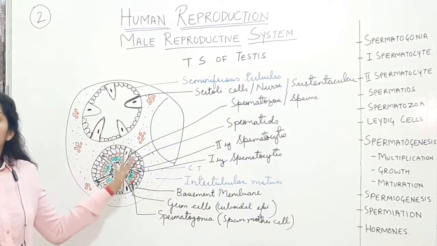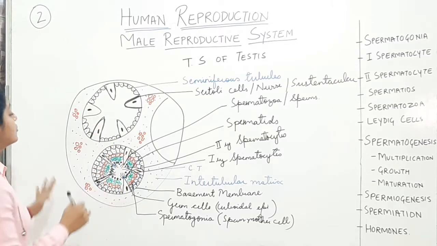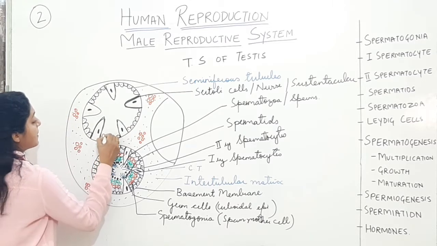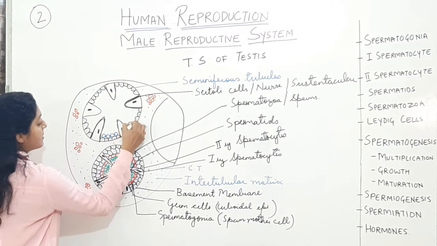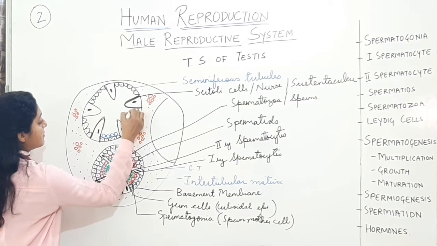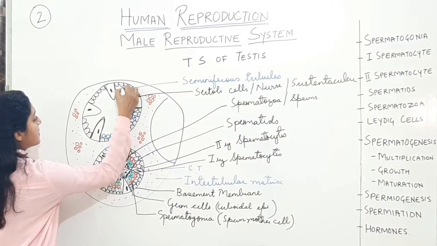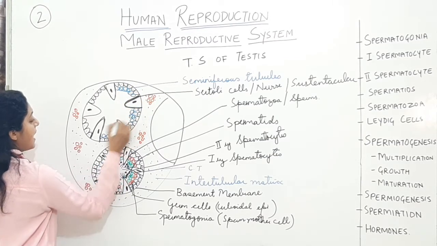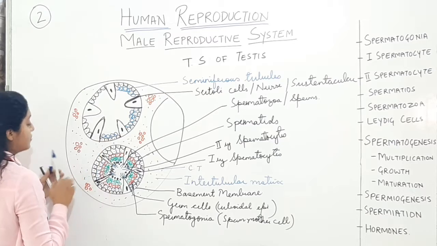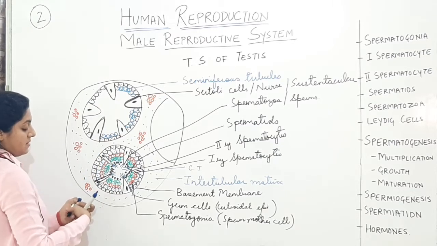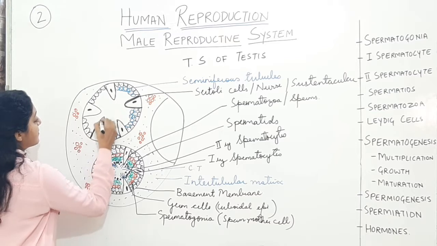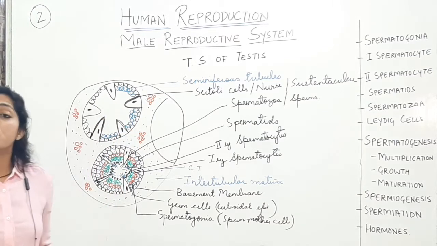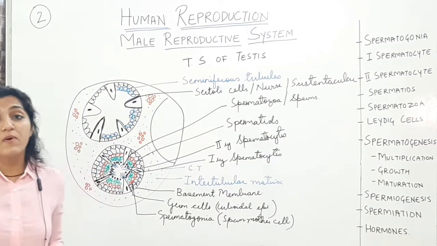So from the germinal epithelium, cells have divided to form spermatogonia. Through multiplication and division, a lot of spermatogonia are produced. And these pyramidal cells are produced, which are the Sertoli cells, columnar in shape, pyramidal, triangular in shape. They provide nourishment to the developed sperms.